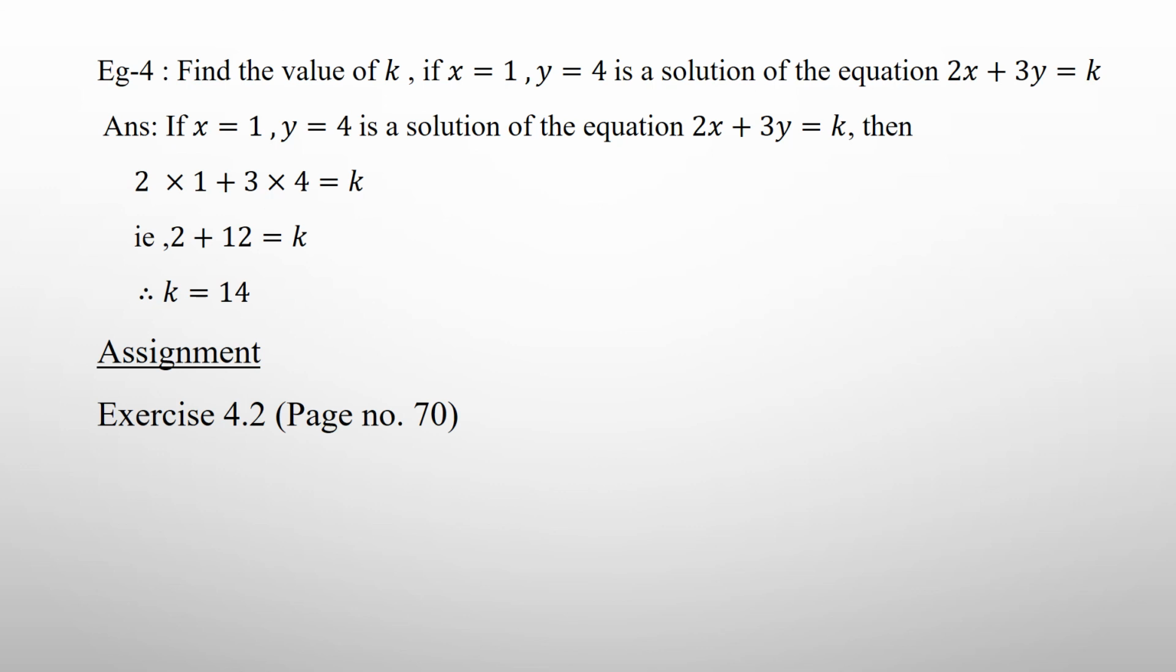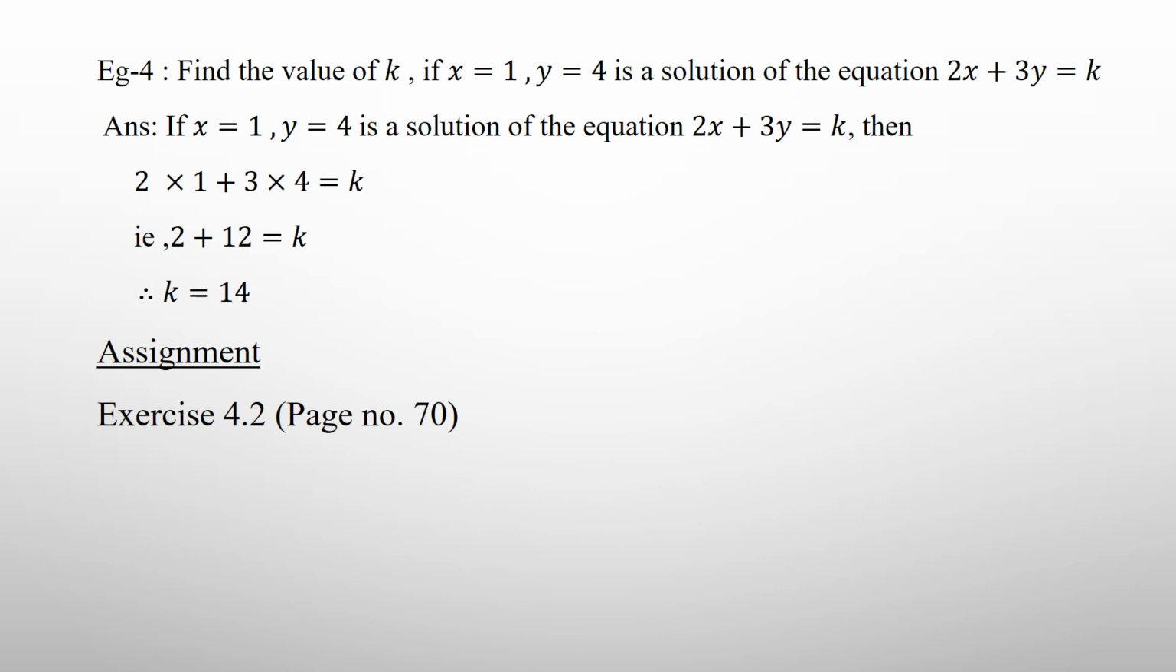Example 4. Find the value of k if x is equal to 1, y is equal to 4 is a solution of the equation 2x plus 3y is equal to k. Here it is given x is equal to 1 and y is equal to 4 is a solution. Substituting these values in the equation, it will be 2 into 1 plus 3 into 4 is equal to k. That is 2 plus 12 equal to k, and therefore the value of k is equal to 14.